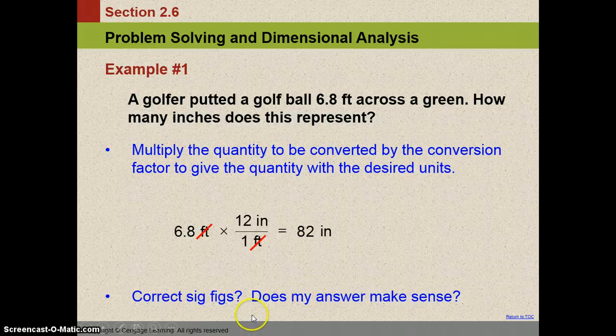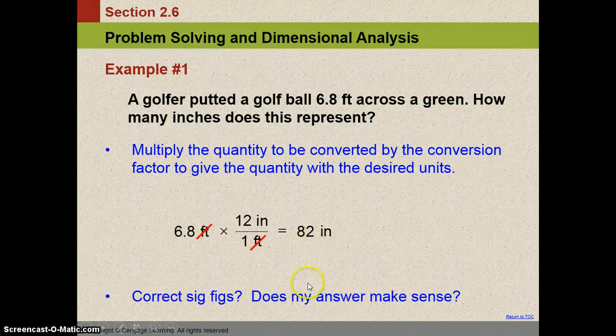Did I keep the right number of sig figs? Well, it's multiplication, so I have 2 sig figs in this part. I never have to worry about how many sig figs are in my conversion because that's unlimited, so we're not even going to take those into consideration. I have 2 in my problem, so I keep 2 in my answer.